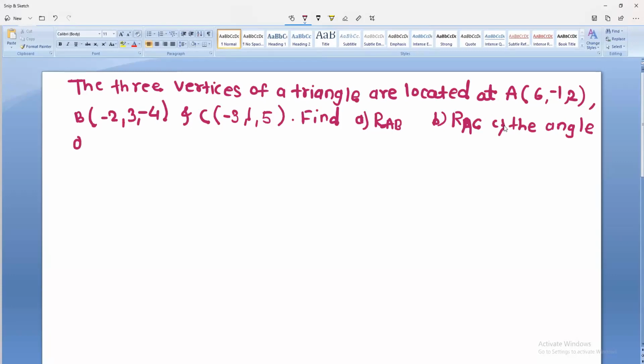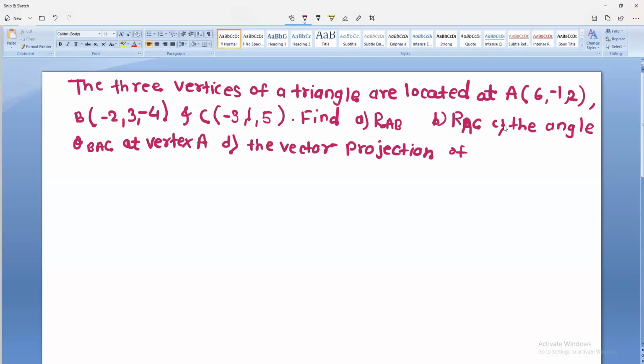theta BAC at vertex A, and D is the vector projection of R bar AB on R bar AC.